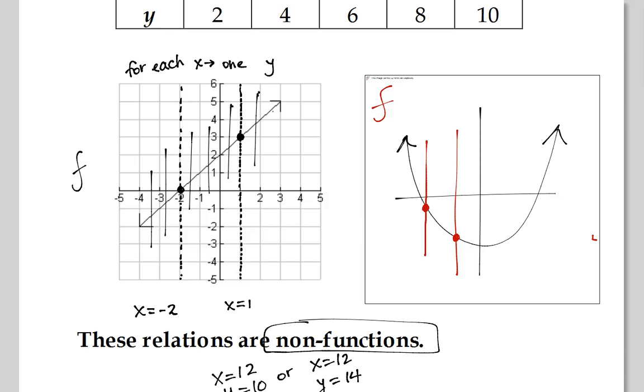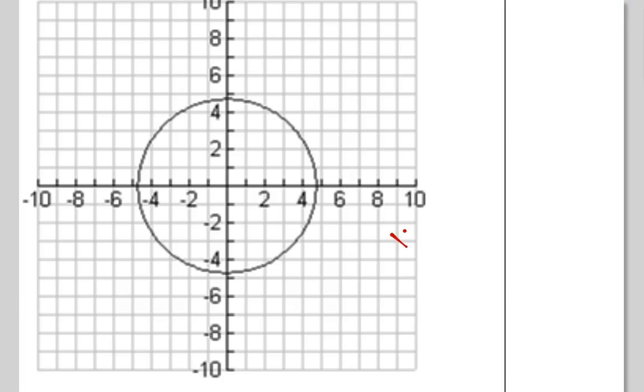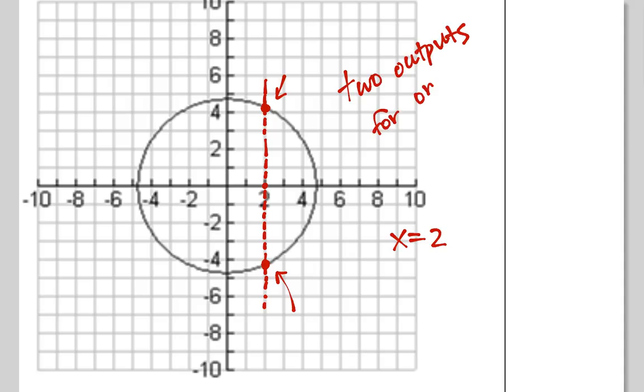Now contrast that with the non-functions. Like look at this circle. Pick an x value, like say pick x equals 2. So here's x equals 2. Where does it hit the graph? Right here and right here. So there's two y's. There's two outputs for one input. That makes that a non-function.